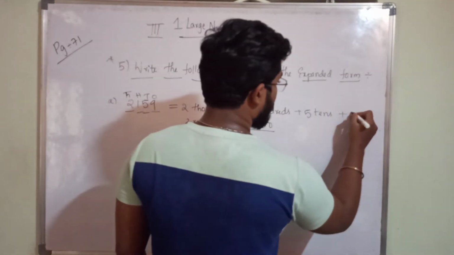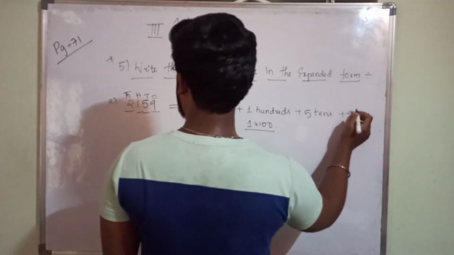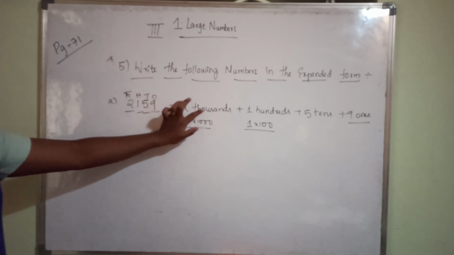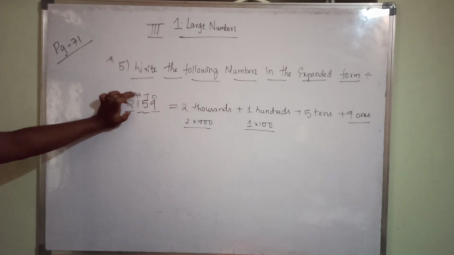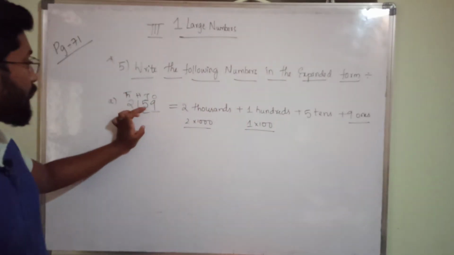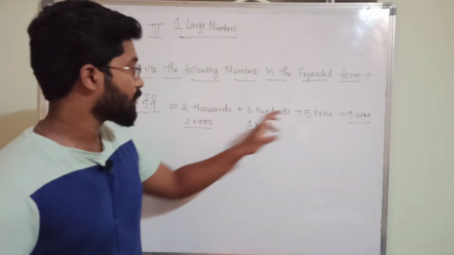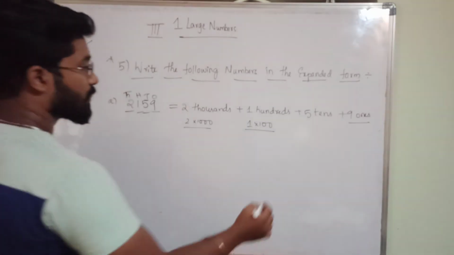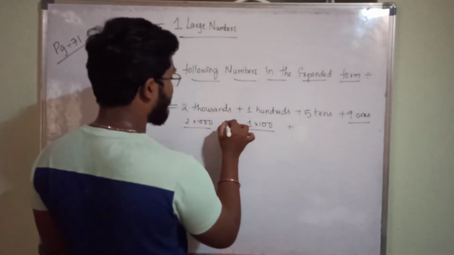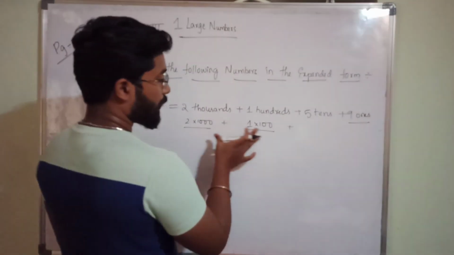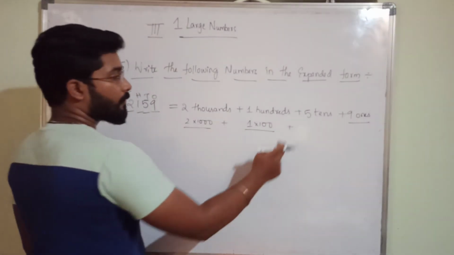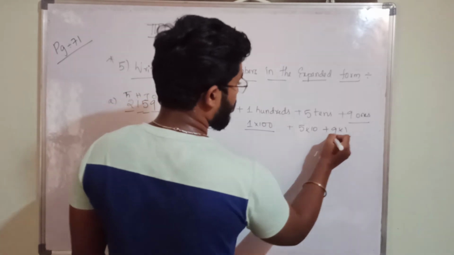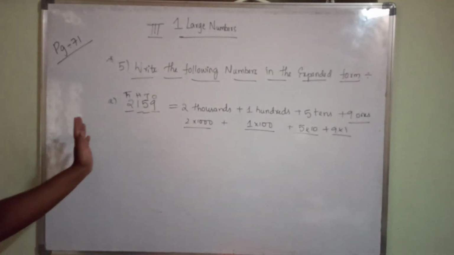9 ones. Okay. So 2 is in thousands place, so 2 thousands. 1 is in hundreds place, 1 hundreds. 5 in tens place, 5 tens. 9 in ones place, 9 ones. That's all. So what is the meaning of this? If you write it mathematically in the numerical form, 5 tens means 5 into 10, 9 ones means 9 into 1. Like that you have to understand it very clearly.